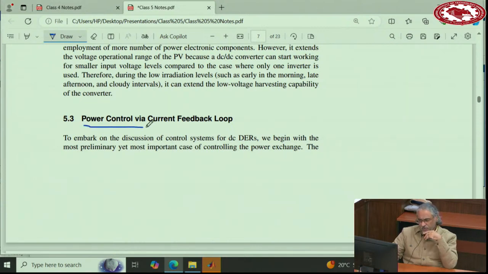Okay, power control. This is really the common approach of looking at this problem: power control via current feedback loop. We want to control power, that's the objective. However, we do that through a current feedback loop. And the reason we do it through a current feedback loop is because this gives us the flexibility to limit the current. If you don't do that, you will have a hard time limiting the current. So this is really the most common approach.